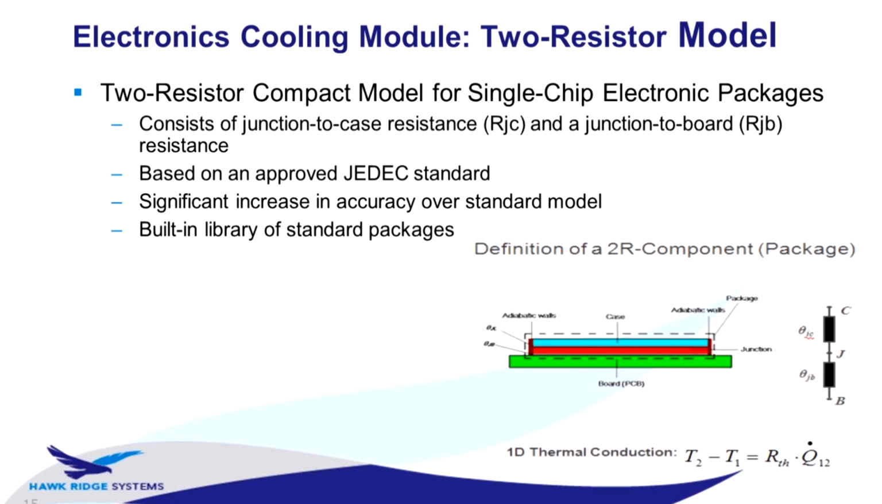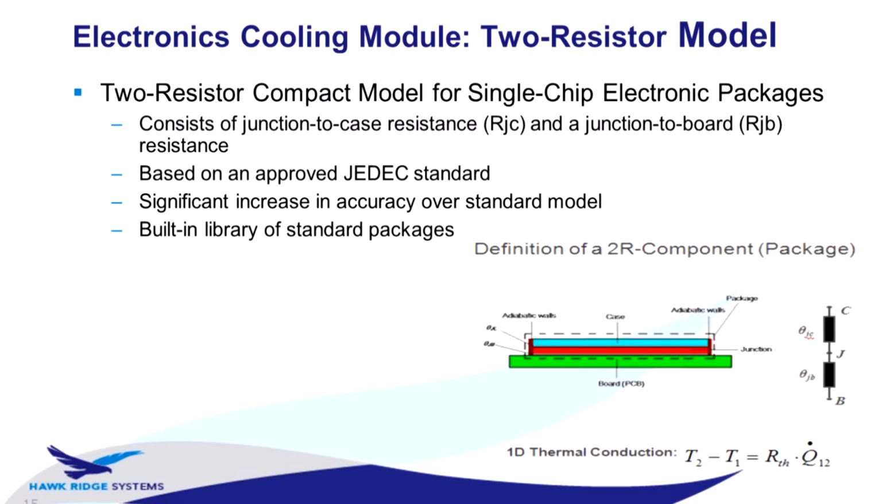Probably the most important one in a lot of cases is what we call the 2-resistor model. The 2-resistor model is a more accurate way of simulating typical chips like a processor or chipset for a motherboard. Basically, it accounts for the fact that a chip is actually what we call the case or heat spreader in most scenarios, plus the actual circuitry of the junction.